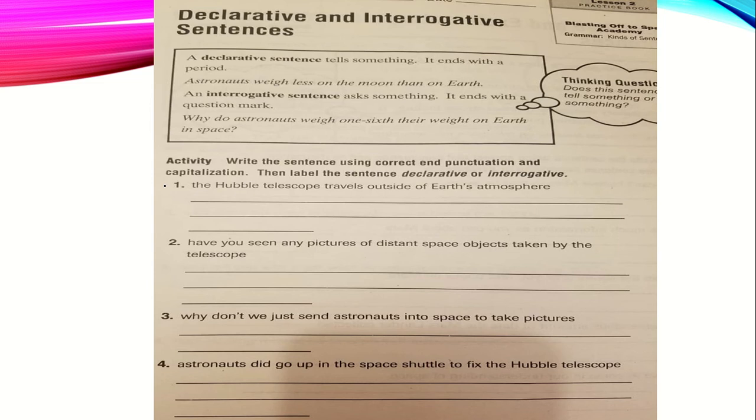So that means on number one, where it says the Hubble telescope travels outside of Earth's atmosphere, you should begin with a capital letter, right there, and you need to end with a period. Okay? And that's declarative. In the last line, in the little line, you write declarative. Okay? So you will do the same with the next sentence.